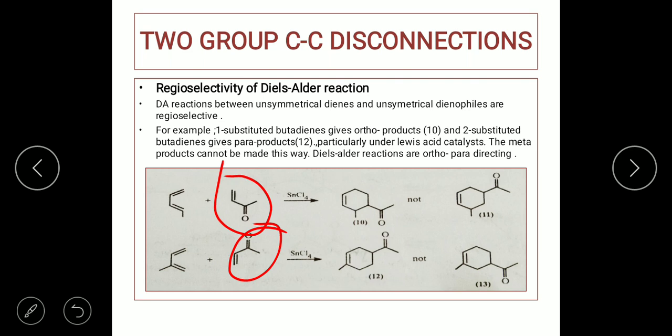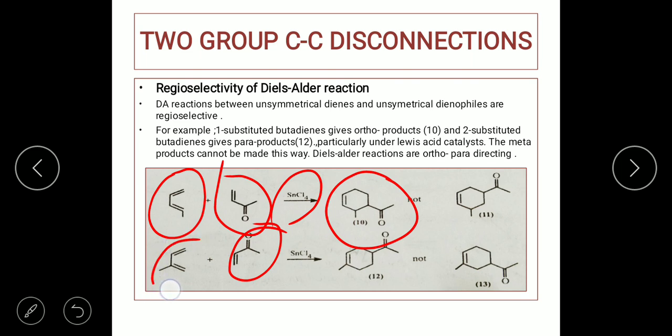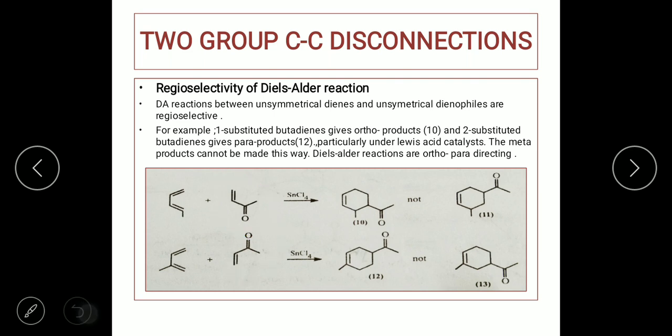So you can see how the diene and the dienophile react with a Lewis acid, tin tetrachloride, and you are going to get the ortho product. And here you are again using another diene. So this is the one substituted and this is the two substituted butadiene. Here you can see how the two substituted butadiene reacts with the dienophile in the presence of a Lewis acid, and it gives rise to the para product. So usually we only see ortho and para products in the Diels-Alder reaction. Meta products are usually not possible in Diels-Alder reaction.